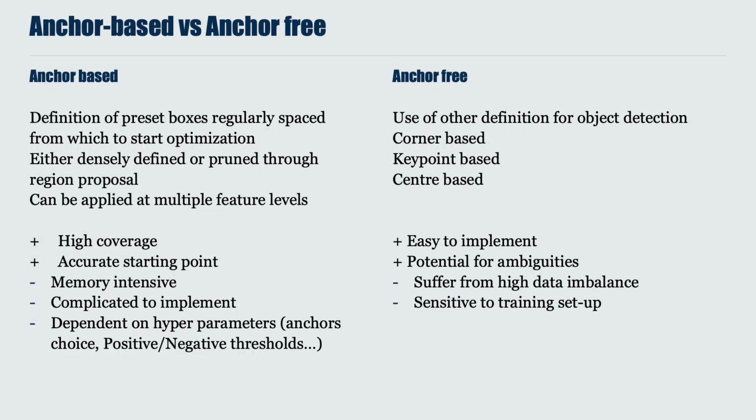So now we have looked a bit at what it means to be either a one-stage or two-stage network in terms of object detection framework, and we have mostly focused on anchor-based systems, but we'll see that there are also other solutions that are anchor-free, and the rest of the lecture will focus on some examples of these anchor-free solutions. So anchor-based means that you have a definition of preset boxes that are usually regularly spaced, and you have them from the start of the optimization.